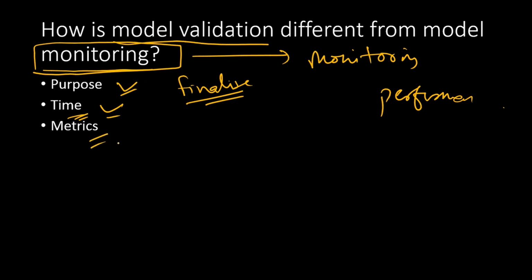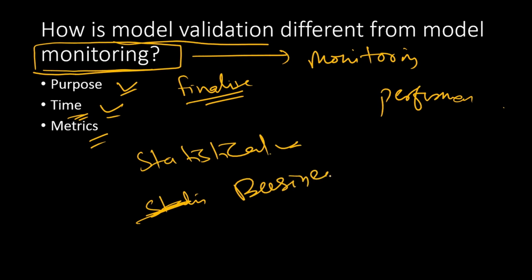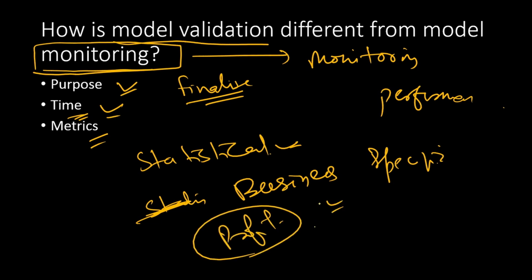And the metrics. Model validation metrics are mostly statistical, whereas model monitoring metrics are both statistical as well as business specific. That means if I'm building a profit model, a model that predicts profit, or finds ways in which a business can make more profit, now, if the model is doing well statistically, the parameters are all fine, but the profit of the company is not going up because of some reason.